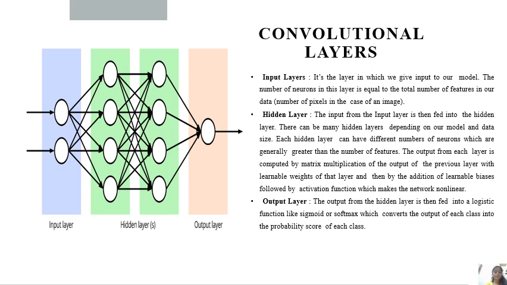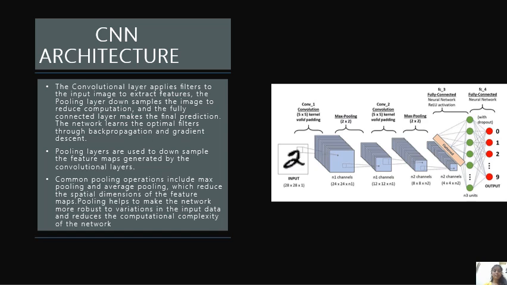CNN architecture. The convolutional layer applies filters to the input image to extract the features. The pooling layer downsamples the image to reduce the computation, and the fully connected layer makes the final prediction. The network learns the optimal filters through backpropagation and gradient descent. Pooling layers are used to downsample the feature maps generated by the convolutional layers.